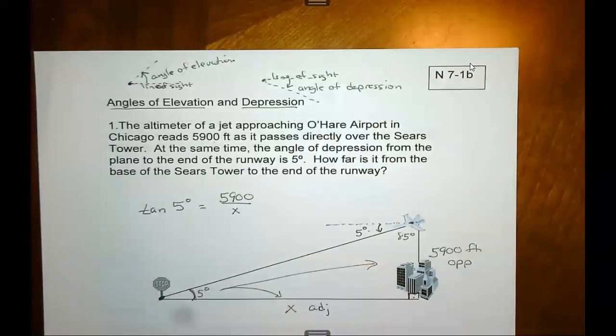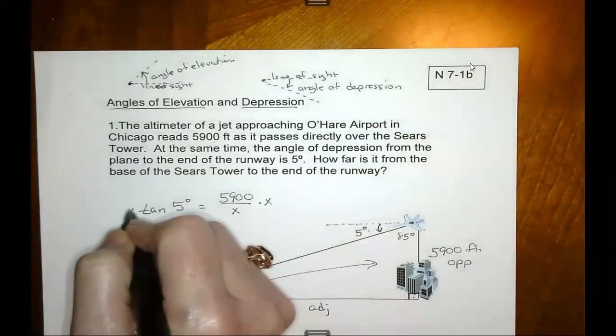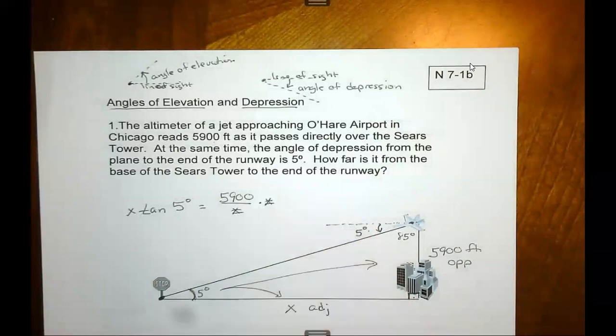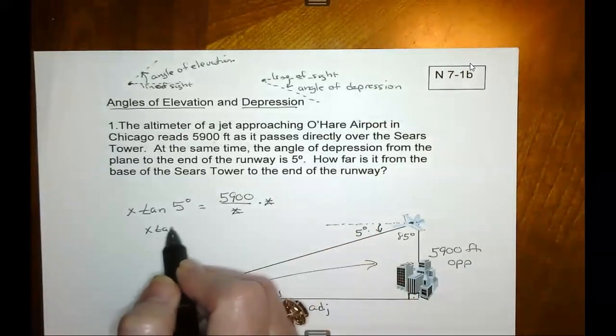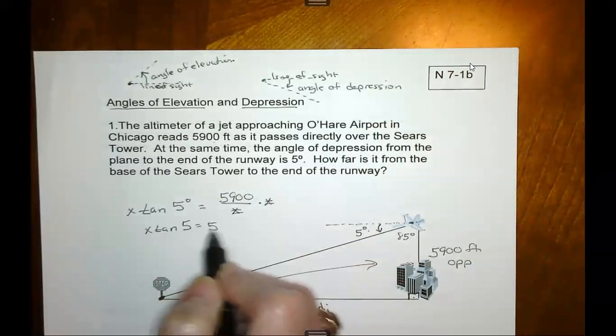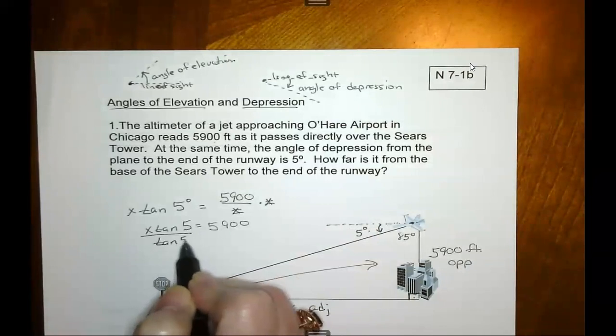Okay, so we haven't seen one like this where the x is in the denominator, but we've worked problems like this all year long. The first thing I want to do is get rid of the fraction, so I'm going to multiply by x. Get that out of the denominator. So now I have x tangent of 5 degrees equals 5,900. So I just need to divide by tangent of 5 degrees.